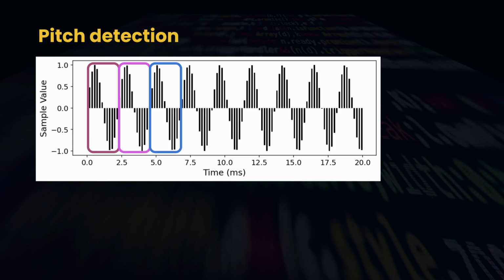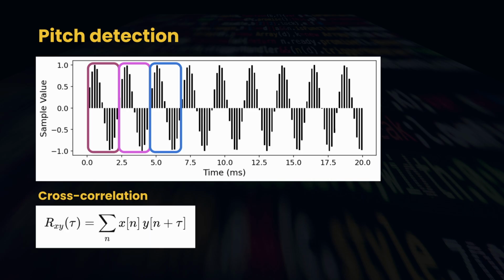But wait a second, what do we mean when we say that these subarrays are similar? The measure of similarity between two signals is known as cross-correlation. The equation is incredibly simple. Given the signals x and y, we just sum all the products of their corresponding elements. Quick intuition: big numbers of the same sign, big correlation. Small numbers, small correlation. Big numbers of opposite signs, negative correlation.